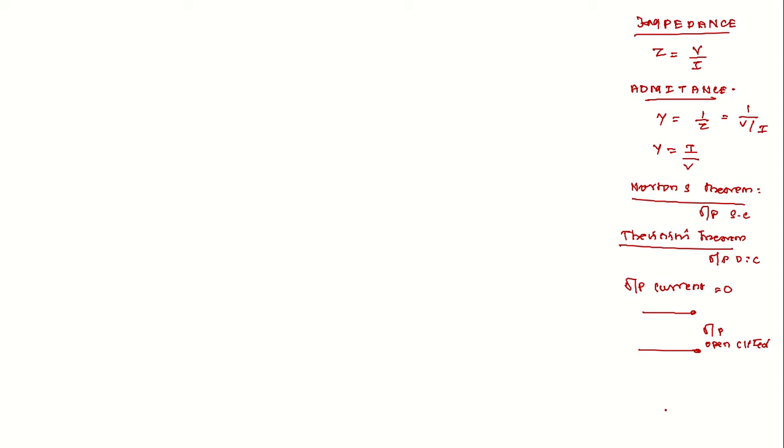But if the output voltage is equal to zero, then the output circuit can be short circuited. That is, the equivalent for a voltage source is a short circuit, and the equivalent for a current source is an open circuit. That is by using your superposition theorem.